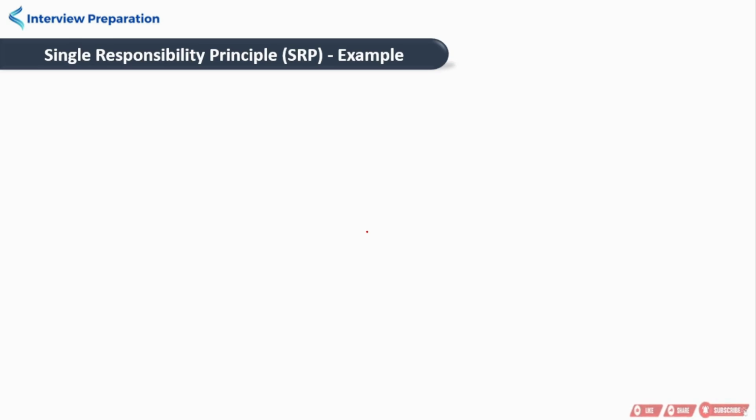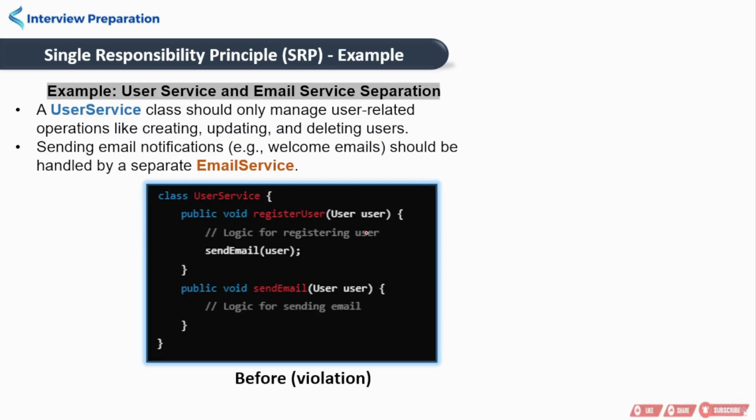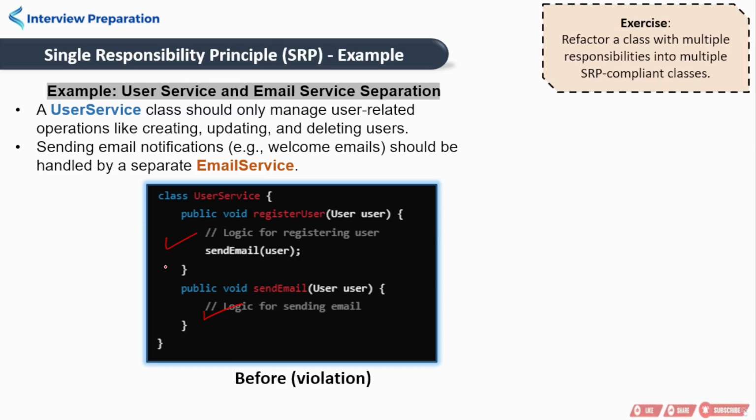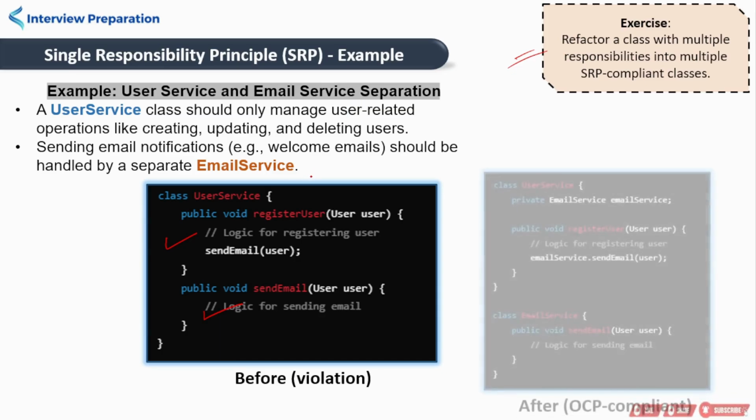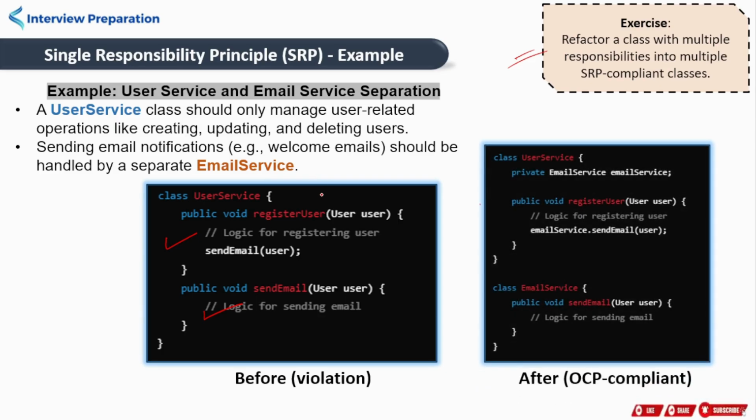Let's check the example. Imagine you have a UserService class. The class should focus solely on user related operations like registering or creating the user. Simple, right? But what if you also need to send email notifications like welcome emails when a new user signs up? Here's where the Single Responsibility Principle comes in. Instead of merging the email functionality into UserService, you can create a separate EmailService. This way, the UserService handles user operations and the EmailService takes care of sending emails.